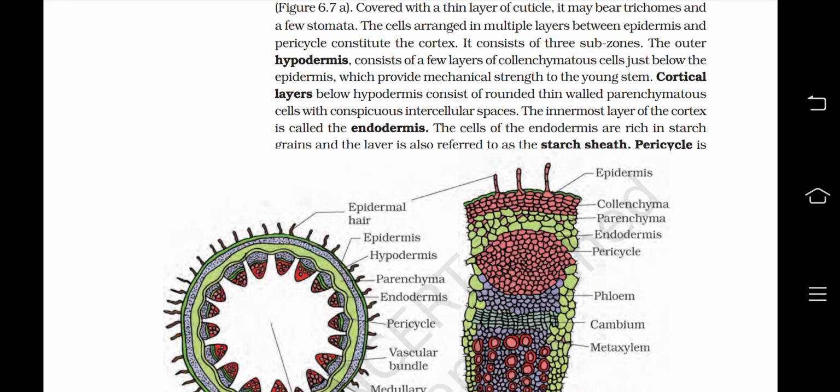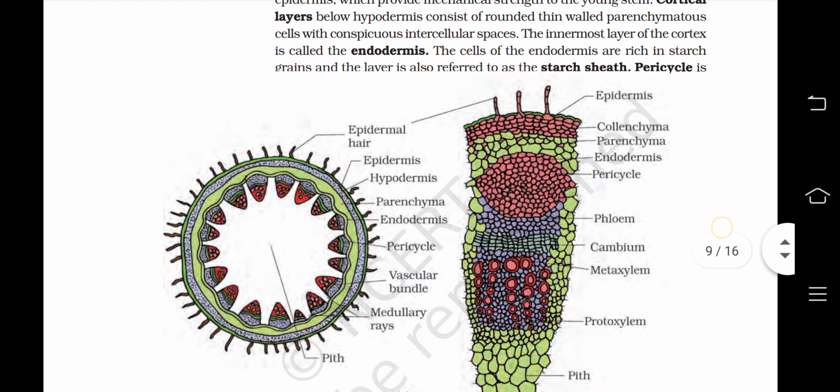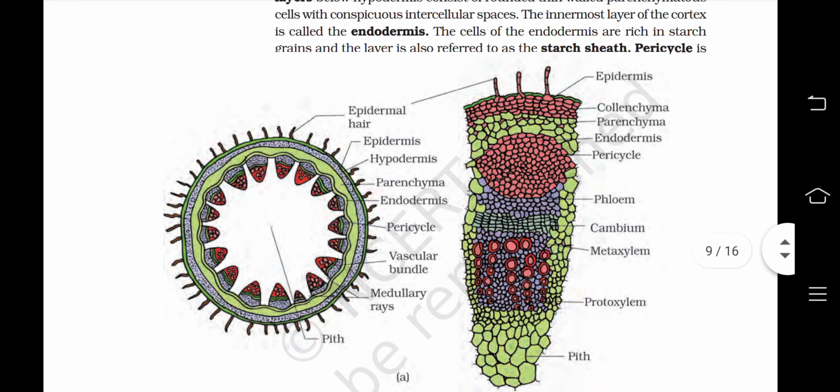The outer hypodermis consists of a few layers of collenchymatous cells just below the epidermis, which provide mechanical strength to the young stem. Then, cortical layers below the hypodermis consist of rounded, thin-walled parenchymatous cells with conspicuous intercellular spaces. The innermost layer of the cortex is called the endodermis. The cells of the endodermis are rich in starch grains, and the layer is also referred to as starch sheath.